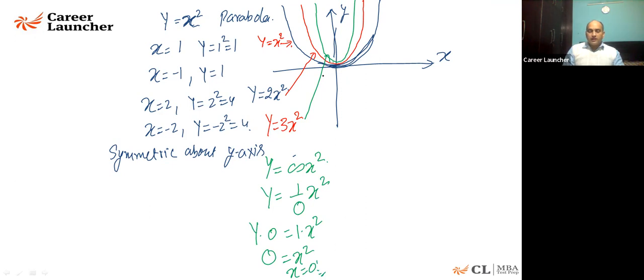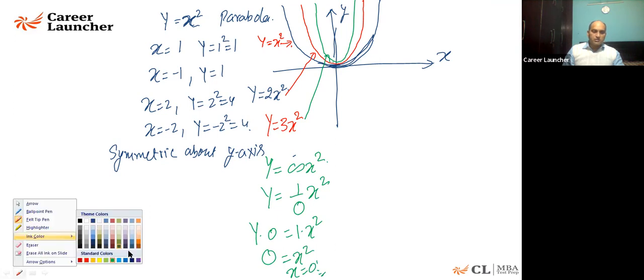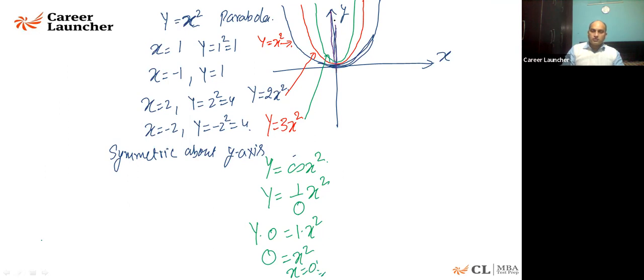Fine. X is equal to 0 is nothing but y-axis. What is x is equal to 0? X is equal to 0 is depicting a line that is y-axis. This is x is equal to 0. Is it fine, everyone? So I'll say x is equal to 0 is y-axis. That is how it is going to come here.